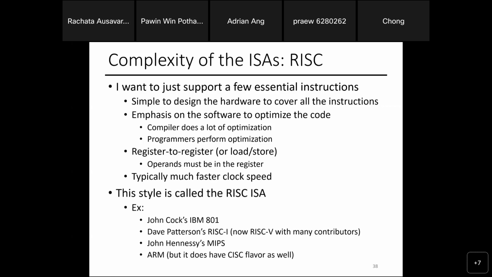This style is called the RISC ISA. Some prime examples of this are John Cocke's IBM 801, Dave Patterson's RISC-I, which has now evolved to RISC-V, with so many contributors from academia. As far as I know, many chips are also shipped in China based on RISC-V, and also in Europe and the USA, revolving around this design. Also John Hennessy's MIPS, which is what you're going to implement. And the ARM processor, but ARM is a little bit special because it has elements that look like CISC in them.